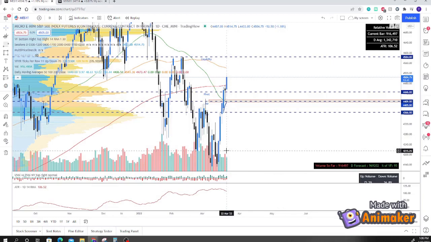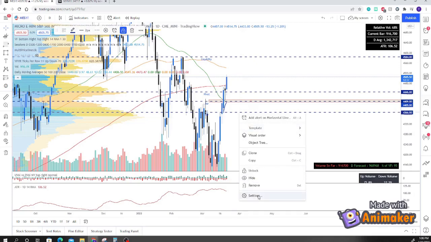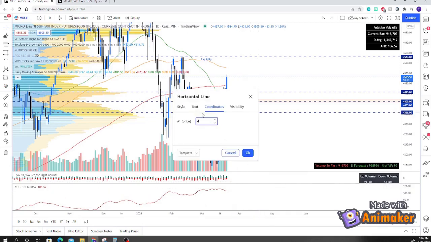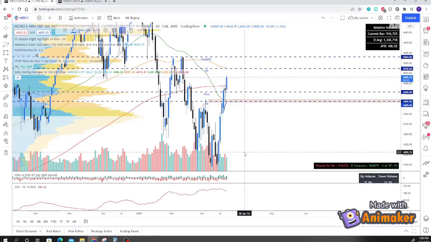Alright, now let's do the low. The low is 44.33. Grab your calculator. 44.33. That's the low, so we're going to add 105 points. Super simple, but you'd be surprised how much these levels are respected, at least in ES, MES. 45.38. So we'll grab our other ATR that we haven't calculated yet. 45.38. Enter. Good.